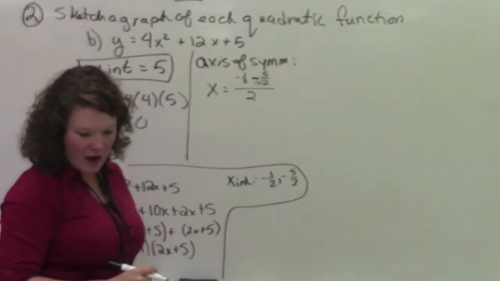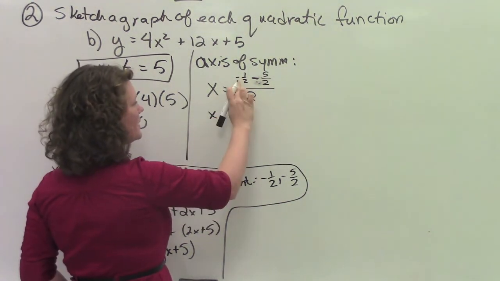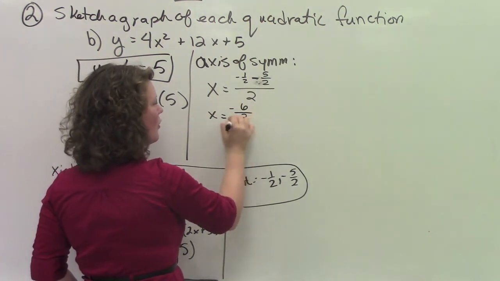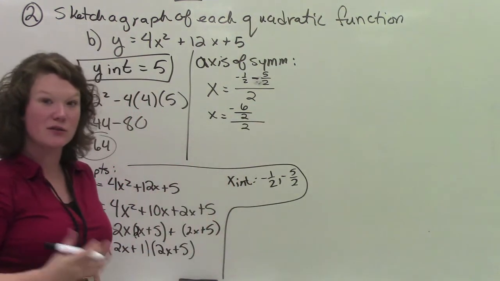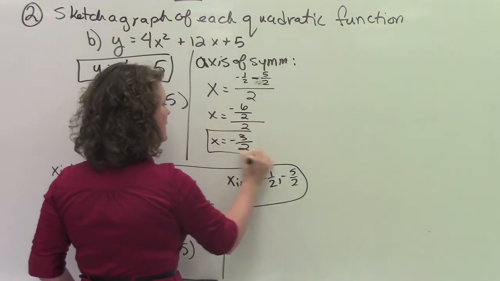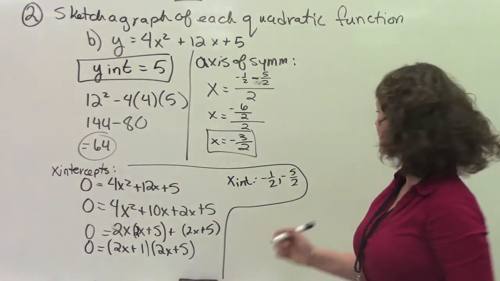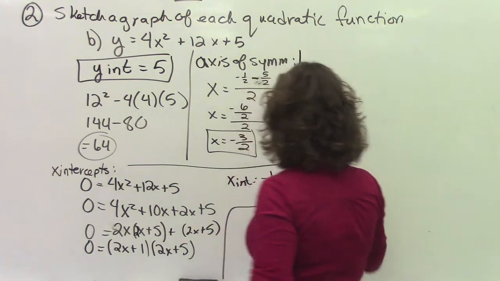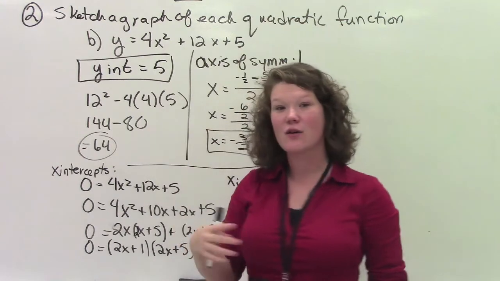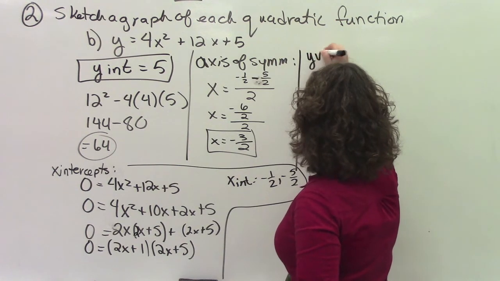Negative 1/2 minus 5 over 2 is going to be, I'll just write up the steps, negative 1 minus 5 is negative 6, so negative 6 over 2 over 2. Negative 6 over 2, well, that's just negative 3. X equals negative 3 over 2. So this right here is our axis of symmetry. It's also the x value of our vertex. So if I put the x value of our vertex into this equation here, it's going to give me the y value of my vertex. Okay?